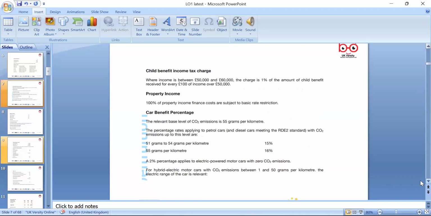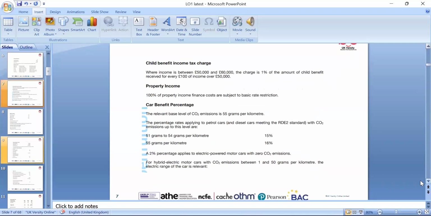Okay, so we can look at where the income is between £50,000 and £60,000: the charge is 1% of the amount of the child benefit you receive for every £100 of income over £50,000. So 100% property income finance costs are subject to the basic rate restriction.